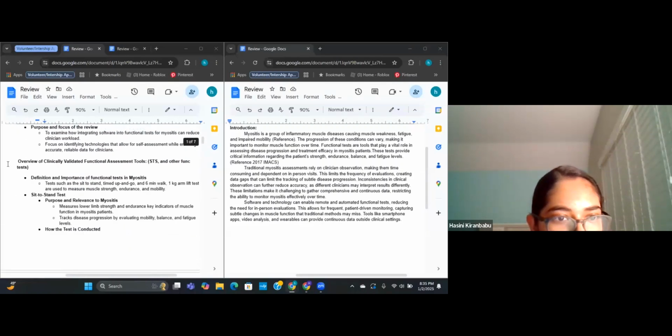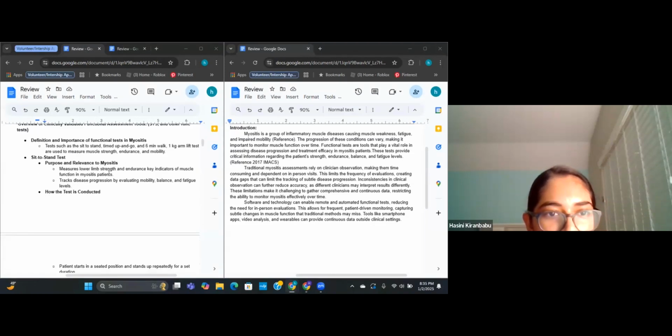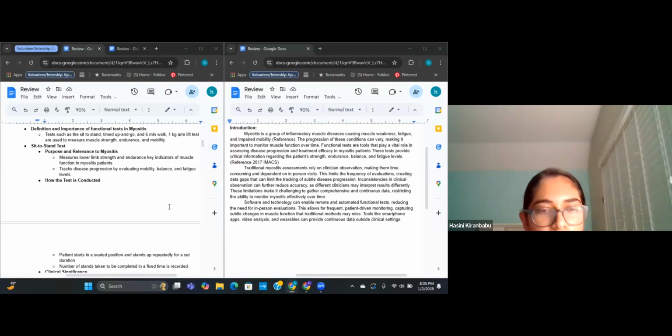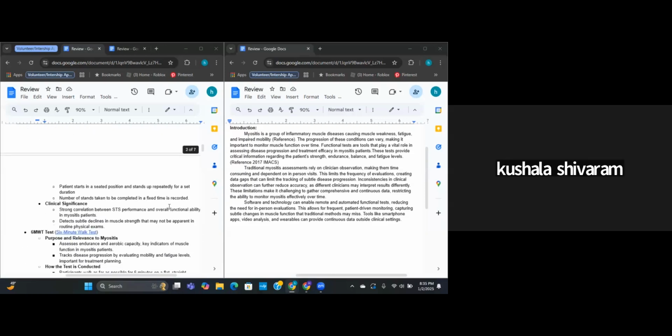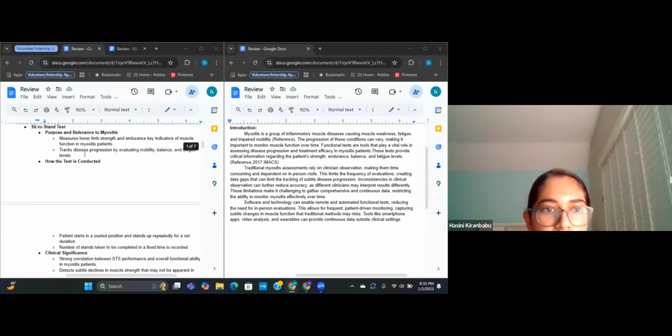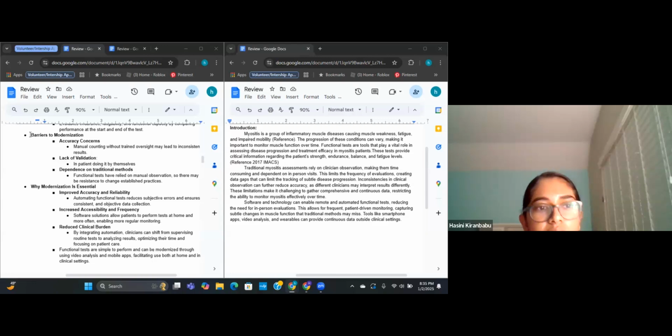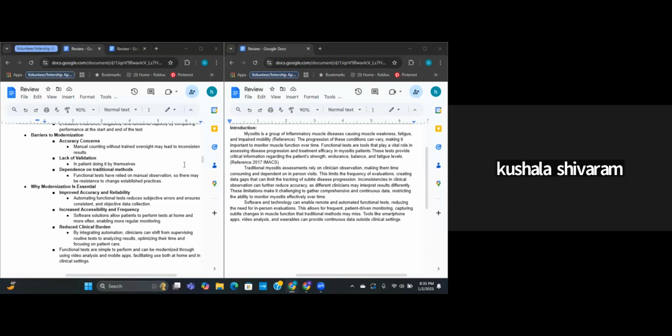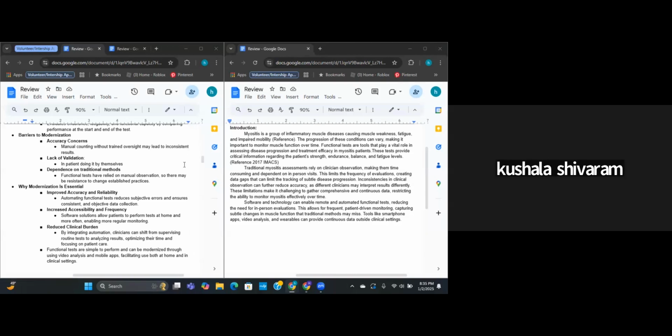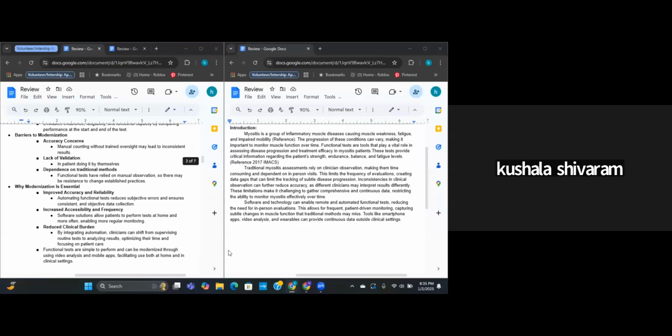So the whole section is called Overview of Clinically Validated Functional Assessment Tools. And this is going into what functional tests can be used in myositis. And then after talking about what the functional tests are specifically, it goes into why these tests haven't been modernized yet and then why they can be. It's essentially what is the potential and why should they be modernized and put online. Okay, I'm reading it.